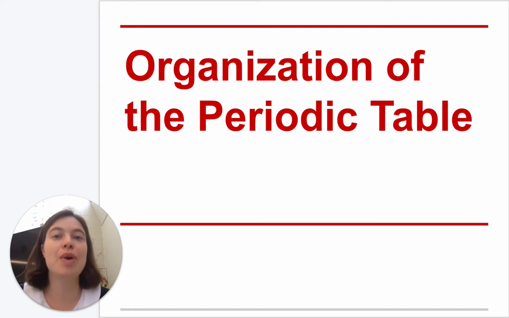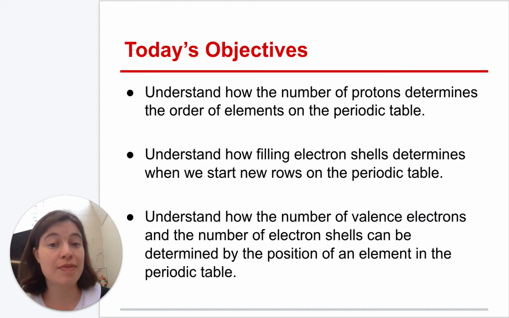Today we're going to continue our lesson on the organizing principles of the periodic table. So we have several objectives for today. Our first objective is to understand how the number of protons an element has determines the order of elements on the periodic table. Our second is to understand how filling electrons into electron shells helps us understand when we move to a new row on the periodic table. And our third objective is to understand how the number of valence electrons and the number of electron shells that an element has can be determined just by looking at its position on the periodic table.